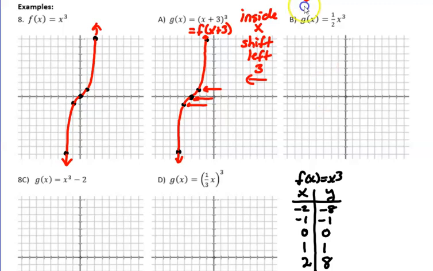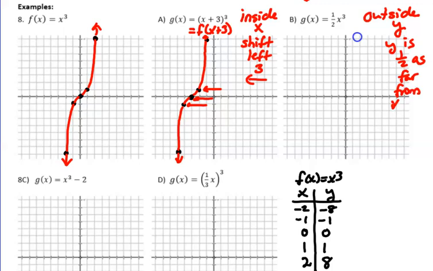The next one is outside the function because I'm cubing x before I multiply by 1/2. So this is a change outside the function, which means it's going to affect y. And then since it's a multiplication, it's going to be a stretch or a dilation, and it means y is going to be half as big. So y is half as far from the x-axis.